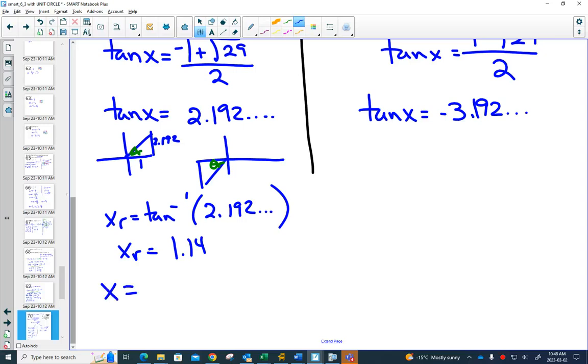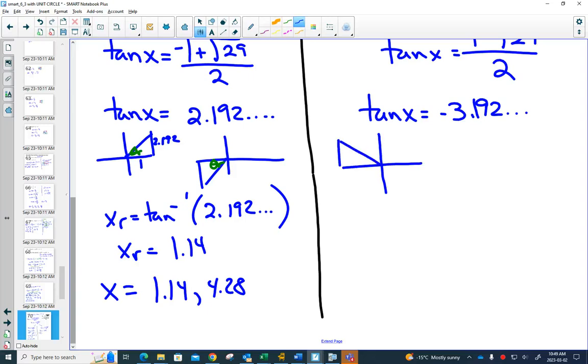I can now find my actual angle x to be, well, in quadrant 1, it'll be the same as my reference angle. In quadrant 3, I would have to do pi plus my reference angle, 4.28. I have to do the same thing on the other side, but this time tan is negative, so it's either in quadrant 2 or quadrant 4.